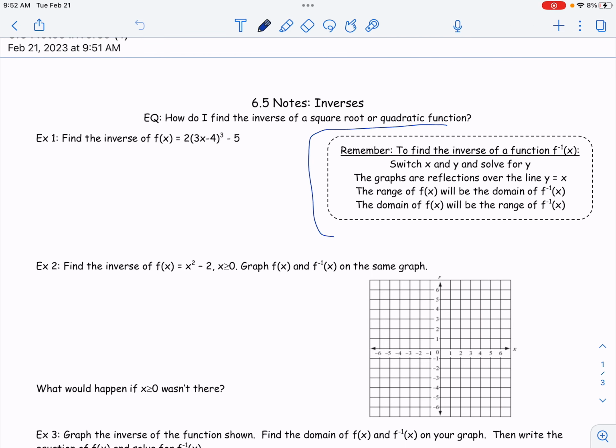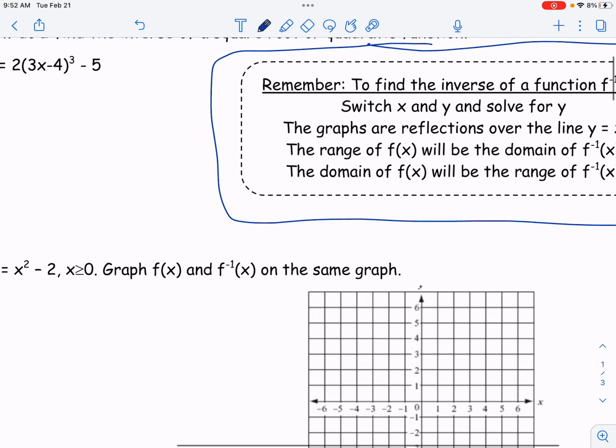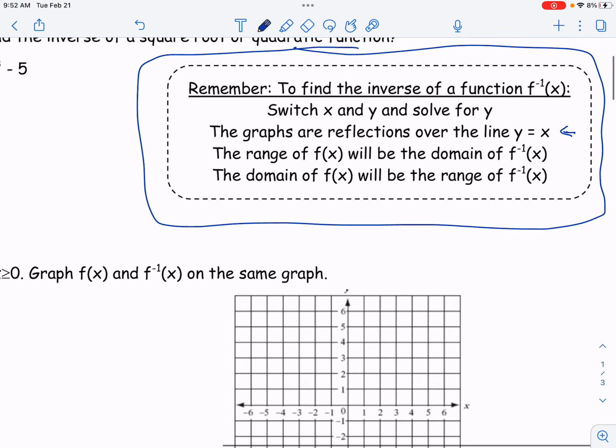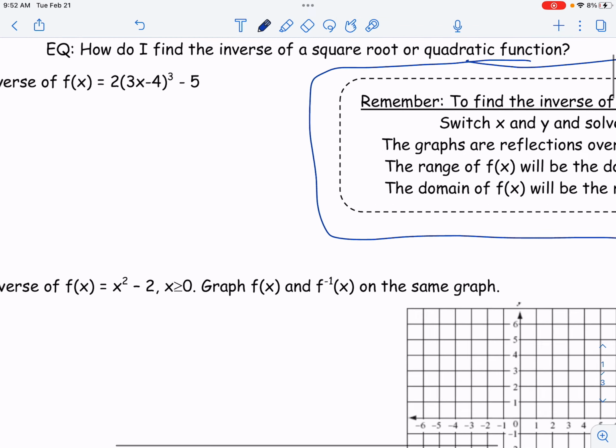This information in this little box is important. The graphs of the inverses will always be reflected over the y equals x line, which is our parent function. The range of the original will be the domain of the inverse, and the domain of the original will be the range of the inverse.